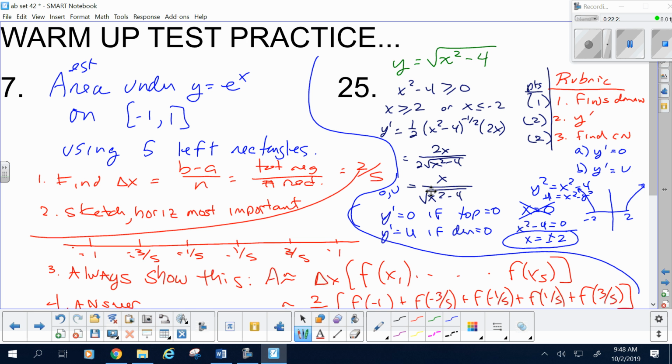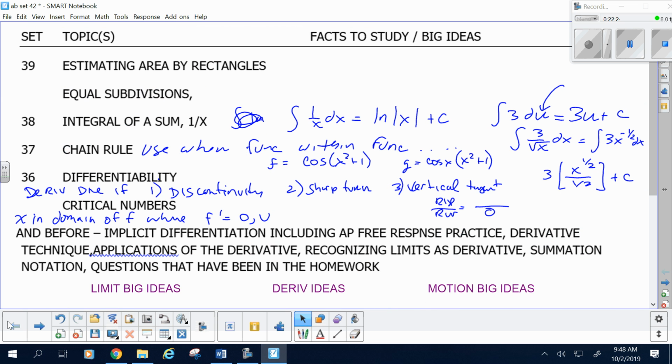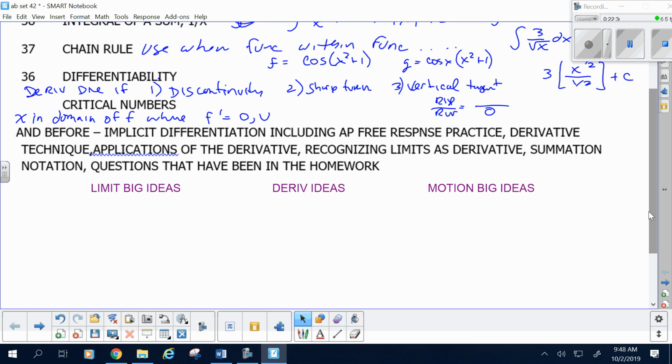All right. Going back to the notes or the test ideas, and then we'll be good. Other things I intend to put on the test: implicit differentiation, including that AP practice. Did I give you that back? Yeah, I have a couple extras here. It was yellow or something, right? That free response. All right.